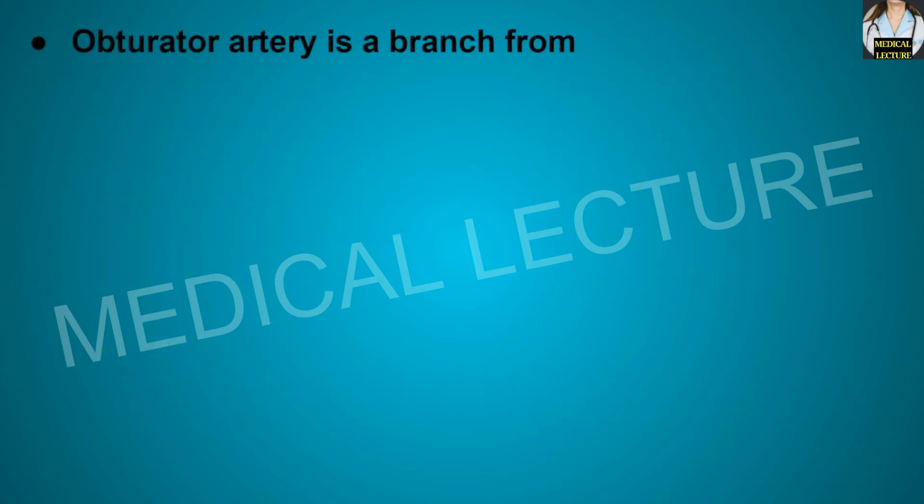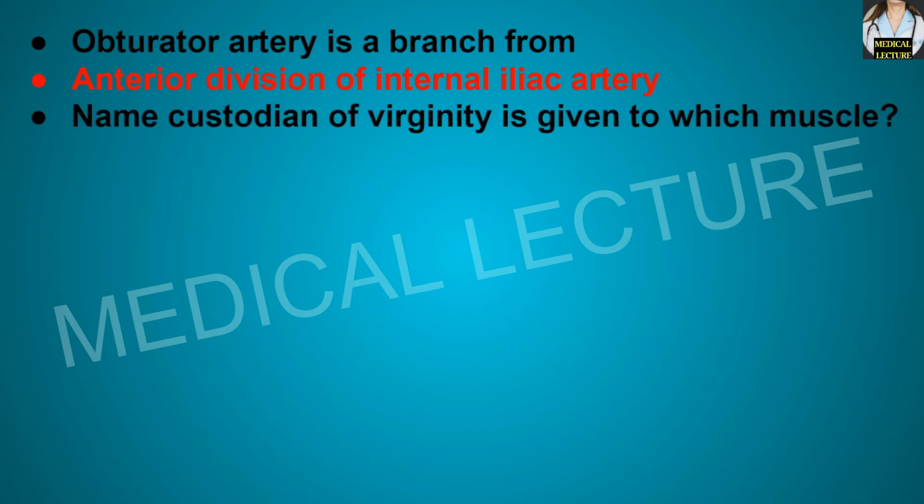Obturator artery is a branch from the anterior division of the internal iliac artery. The name custodian of virginity is given to which muscle? It is given to the gracilis muscle. Why? Because during sexual assault, this particular gracilis muscle causes strong adduction. At that time, this muscle is strongly active, so it causes strong adduction. That's why this particular muscle is known as custodian of virginity.